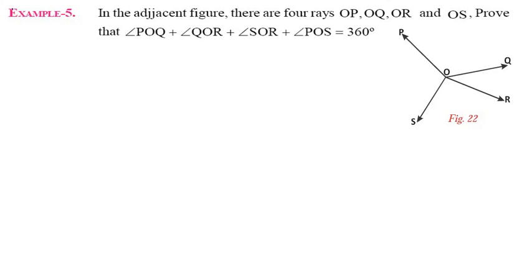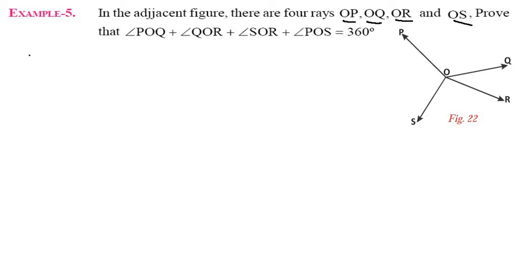Now come to example 5. In the given figure, there are 4 rays. First one OP, this one. Then OQ, it is here, and then OR, it is here, and OS will be here. So prove that the sum of all the angles is 360 degrees. So how can we prove it? Let us see.